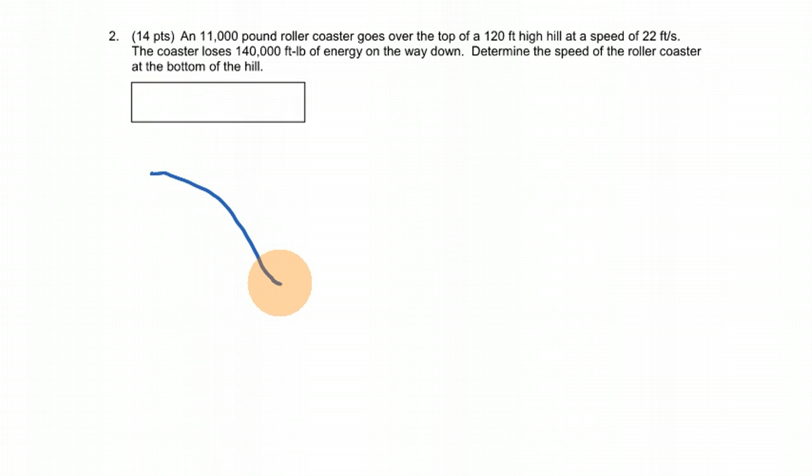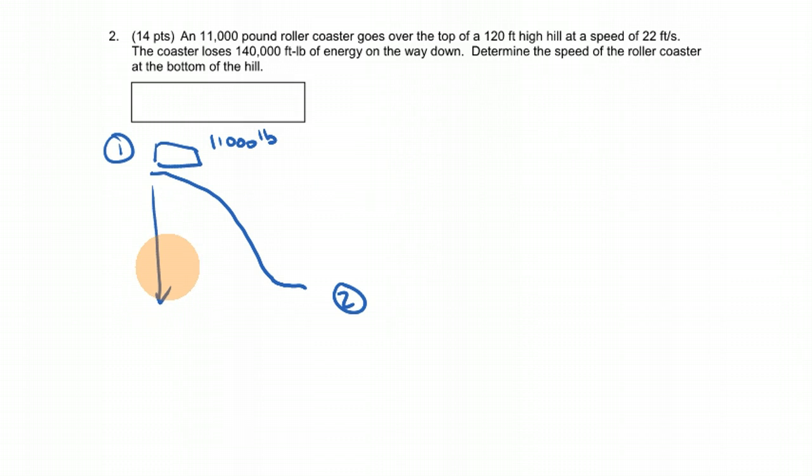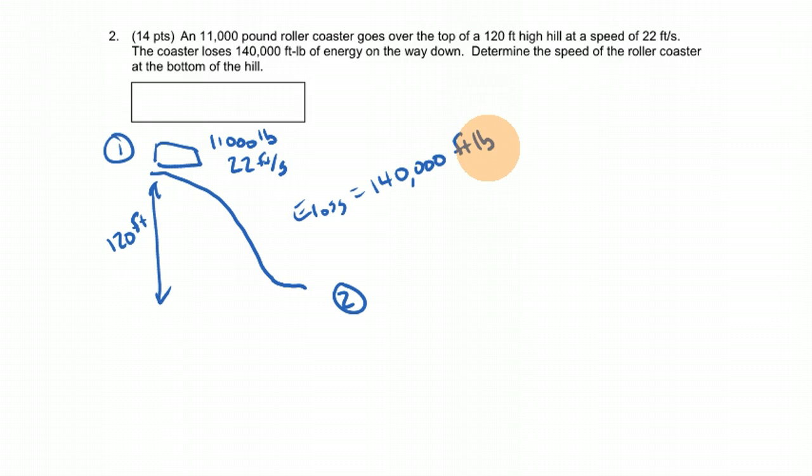So let's just draw it out. We're looking at state 1 at the top, state 2 at the bottom. We've got a roller coaster here, 11,000 pounds. Height of the hill, 120 feet. And its speed of 22 feet per second. The loss on the way down is given as 140,000 foot-pounds of energy, and we want to find the speed at the bottom.